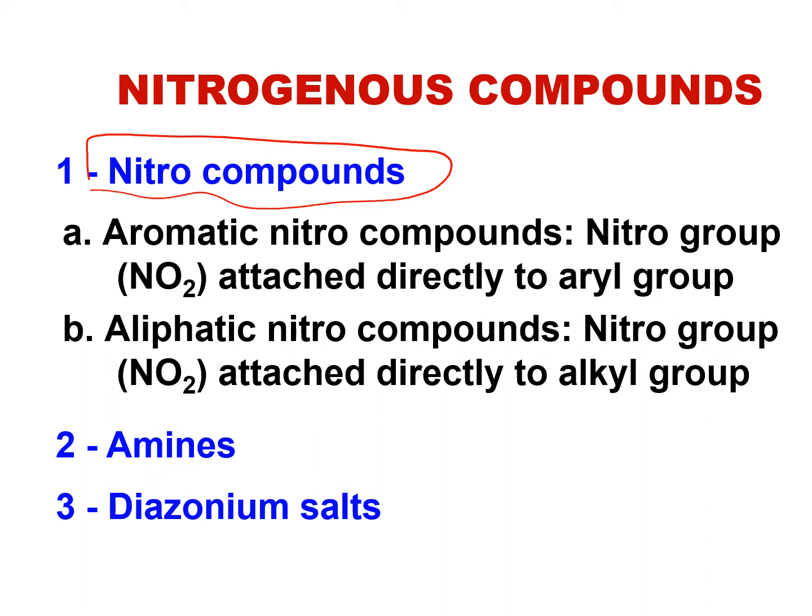Today we shall deal with the second part of the nitrogenous compounds, which are the amines. We shall deal with their structure, their classification, nomenclature, basicity, and their reactions. Part 3 will deal with diazonium salts. This will be included in a separate video.